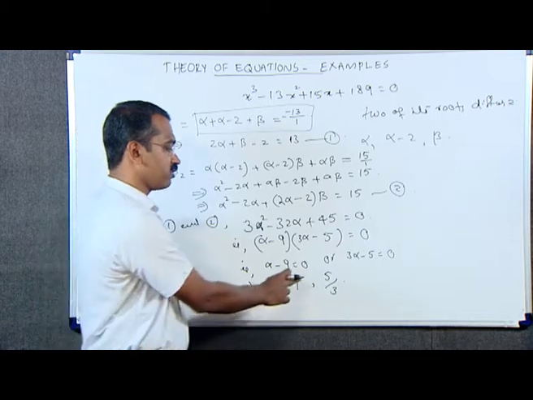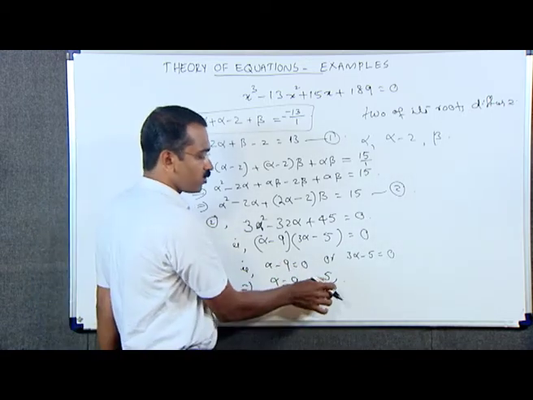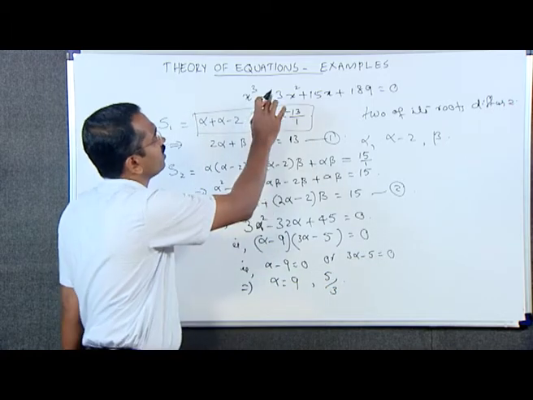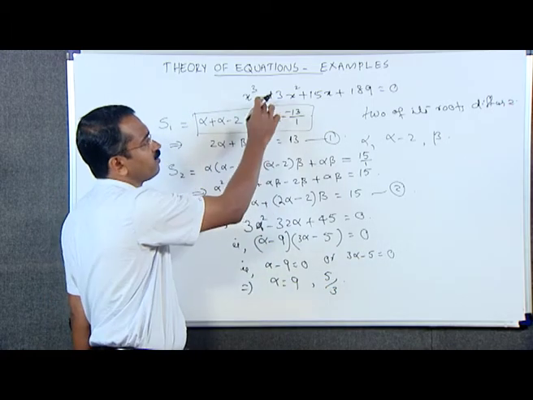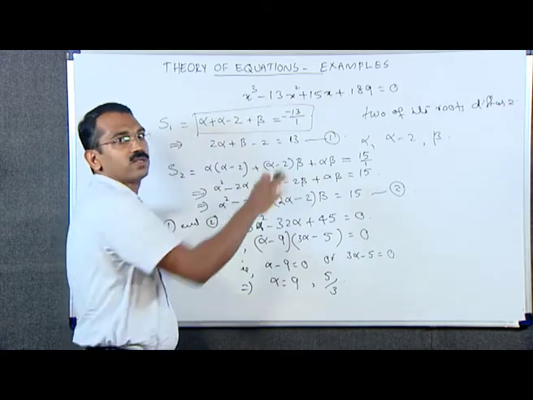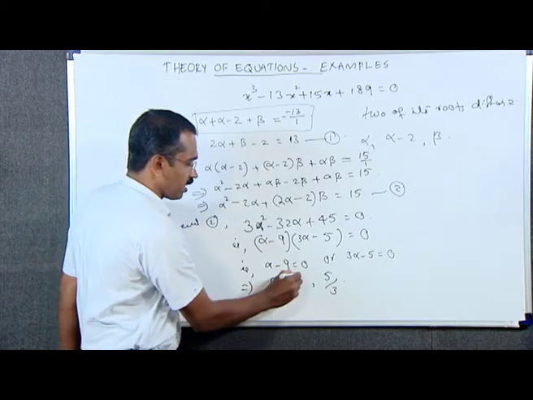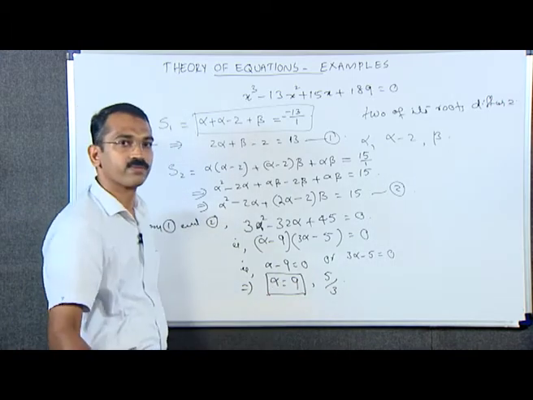But alpha is equal to 5 by 3 is not admissible, because alpha means the value of x, and when we substitute x equal to 5 by 3, this equation does not satisfy. Therefore, we can take alpha is equal to 9.